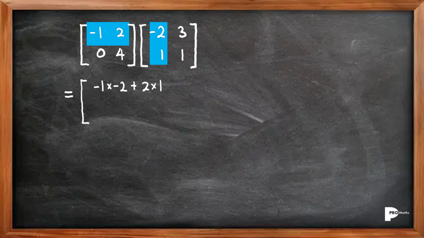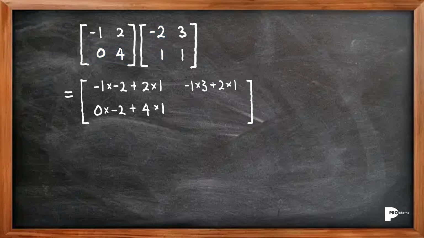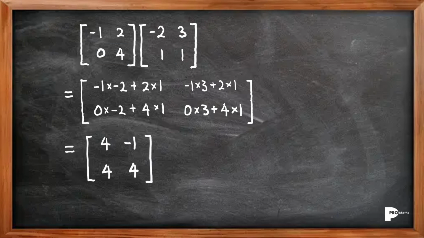To get the second element in this row, we use the same process, but we now use the first row of the first matrix and the second column of the second matrix, because this matches the position of the element we're trying to find. First row, second column. Let's finish the rest of the multiplication. This gives a resultant matrix of 4, -1, 4, 4.